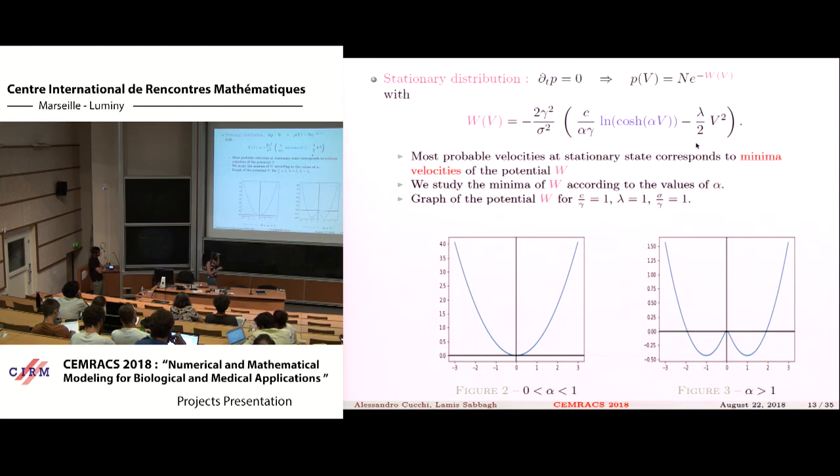While when alpha is greater than 1, the potential W has two minima at V1 and V2, with V1 equal to minus V2. And the value of the potential W is the same at both V1 and V2, so we have two different velocities with the same probability. And we will see also later that here the cell will have a Brownian motion.